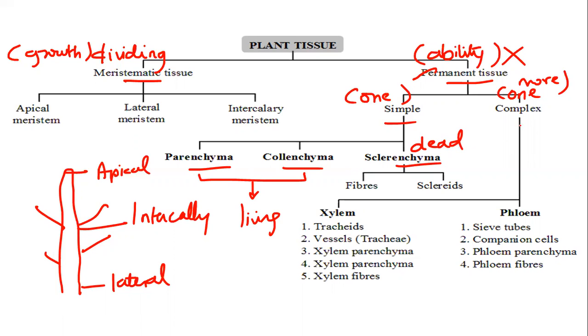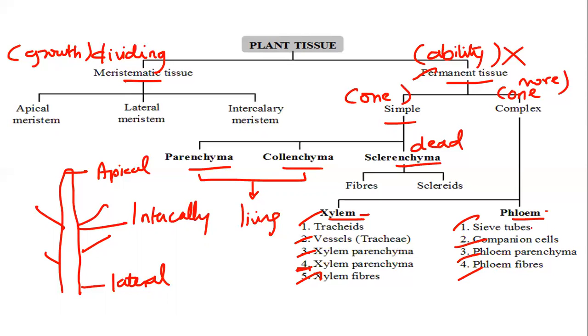In the complex permanent tissues, more than one specialized cell is involved in the function. It is divided into two types: xylem and phloem. The basic function of xylem is to supply water, and the basic function of phloem is to supply food. The specialized cells present in xylem are tracheids, vessels, xylem parenchyma, and xylem fibers. Phloem also has four specialized cells: sieve tubes, companion cells, phloem parenchyma, and phloem fibers.